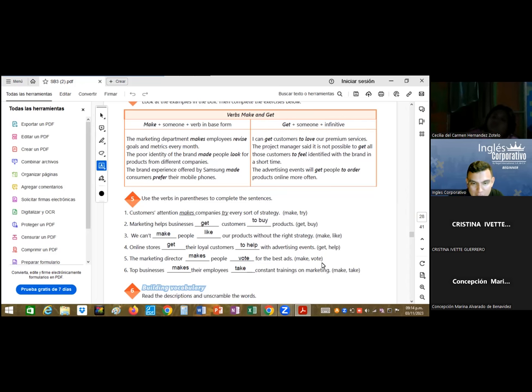Marketing helps business get customer to buy a product. Okay. We can make people like our product without the right strategy. Online stores get their loyal customer to help with advertising event. Event, very good. The marketing director makes people vote for the best ads. Good. Top businesses.